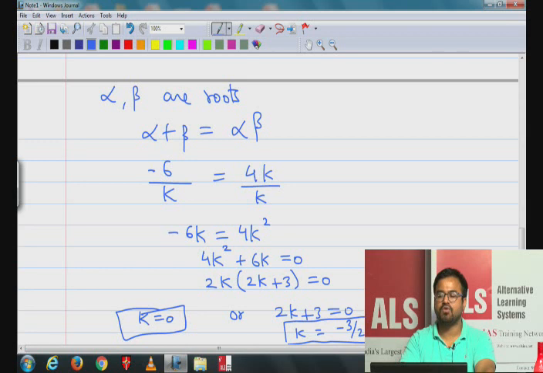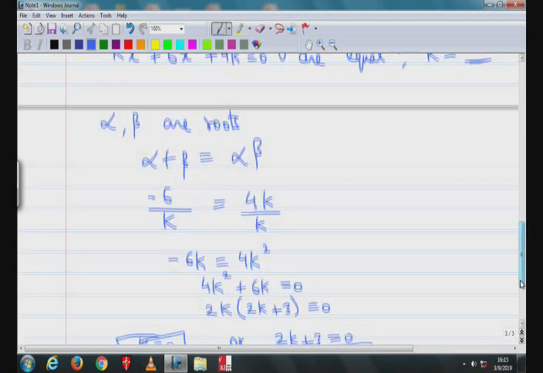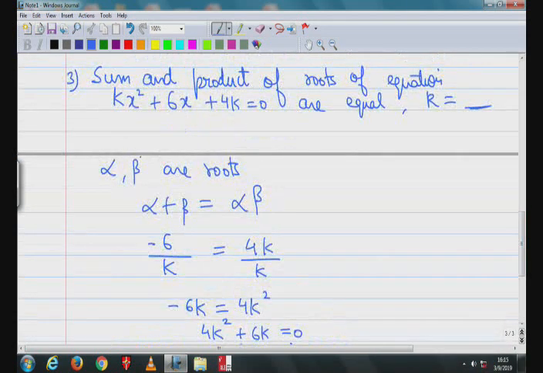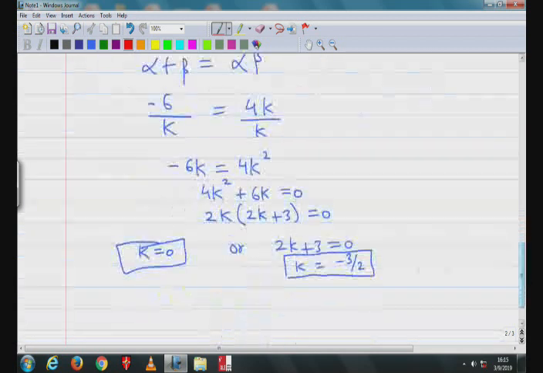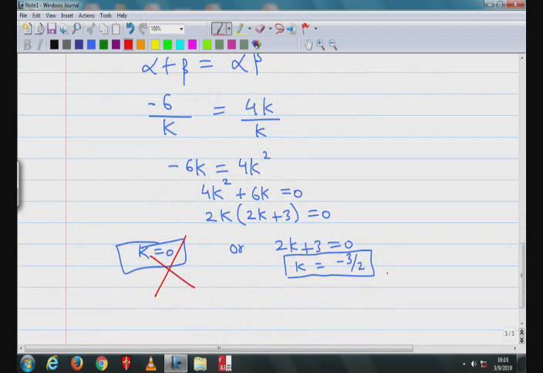Now we have to go back to the equation. The equation was kx square plus 6x plus 4k. If we see over here, the leading coefficient is k, and we know in any quadratic equation the leading coefficient cannot be 0, otherwise it will not be a quadratic one. That's why k should not be equal to 0. So the only answer for this question is minus 3 by 2. Getting it? Only minus 3 by 2 is the answer.